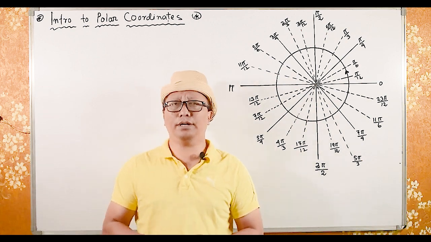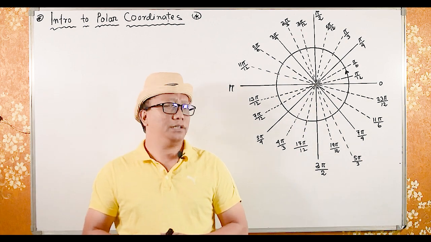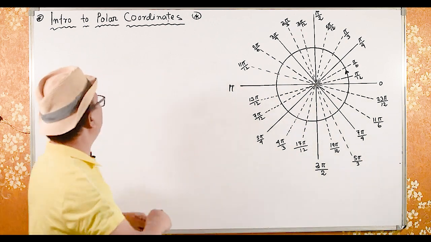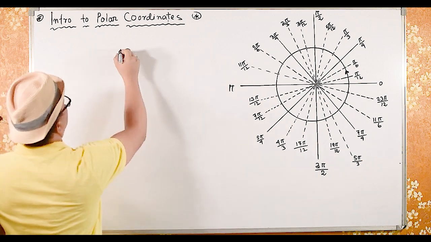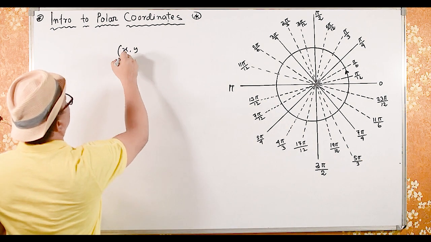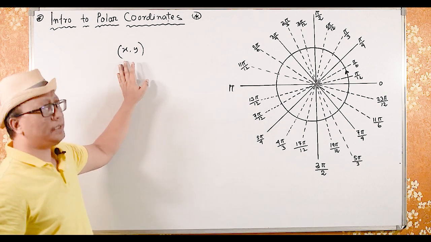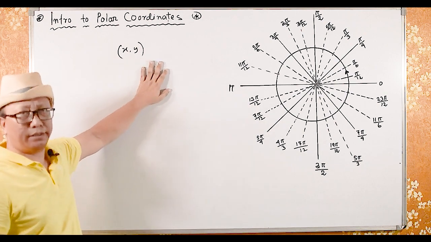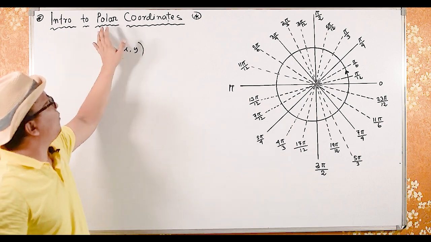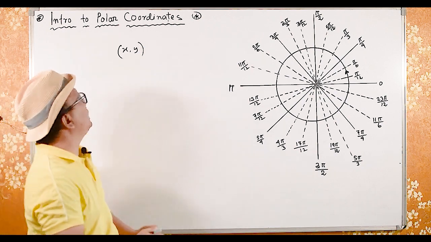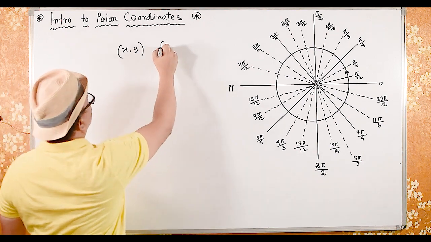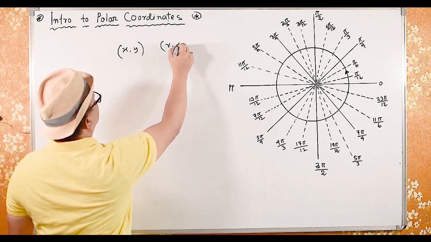We all know what Cartesian coordinates are. A Cartesian coordinate is of the form x, y, whether in 2 dimensions, or in 3 dimensions, where it comes as x, y, z, etc. Now, polar coordinates are denoted by r and theta.